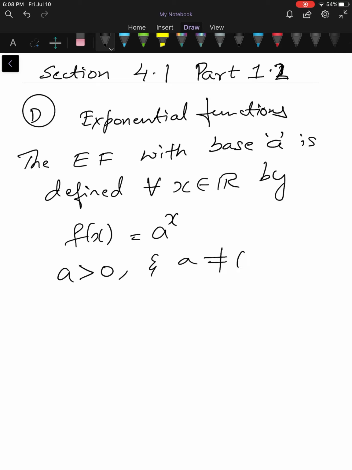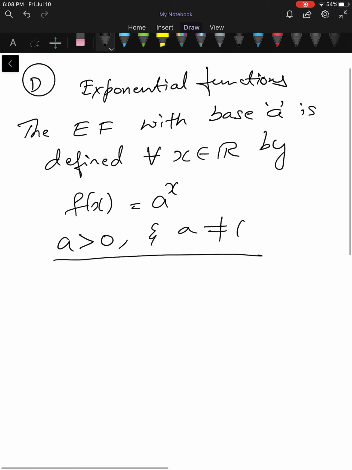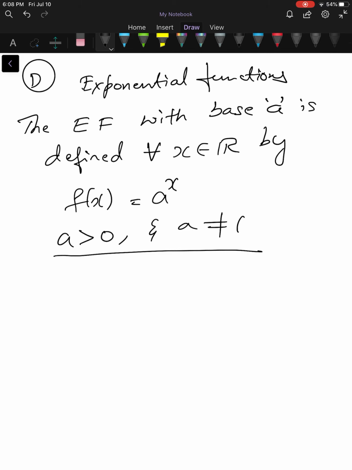A is greater than 0, in the sense it can be 1 as well, but we are avoiding 1 in this case. So you have to really understand why this restriction is required. We assume that a is not 1 because the function f of x is equal to 1 to the power of x is nothing but 1 itself. So this is just a constant function, so there is no speciality of it being called an exponential function.